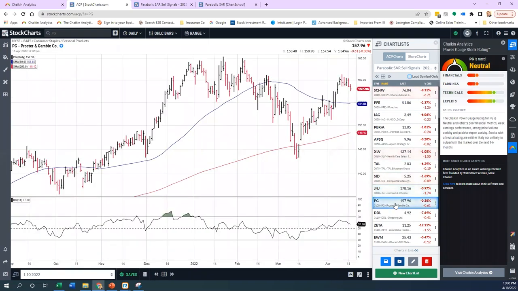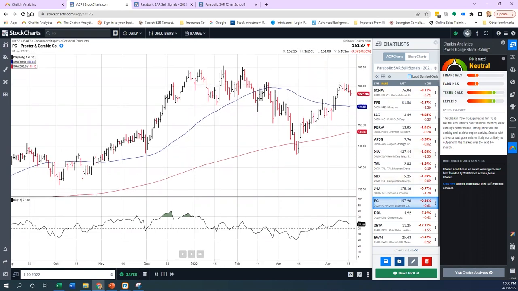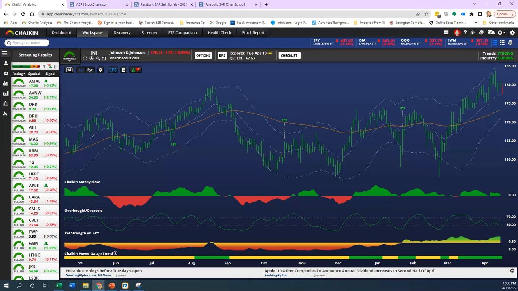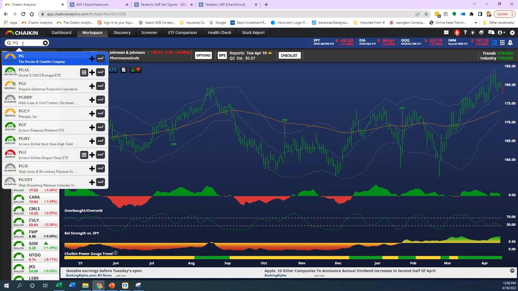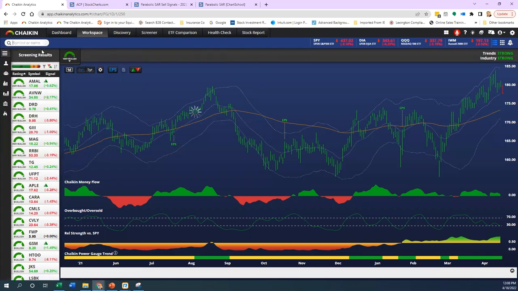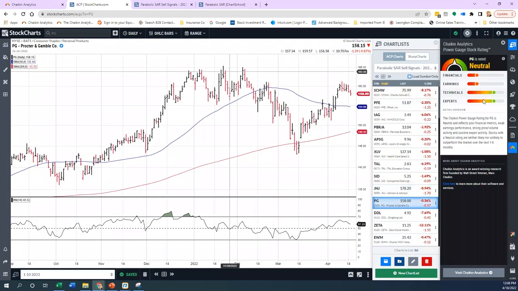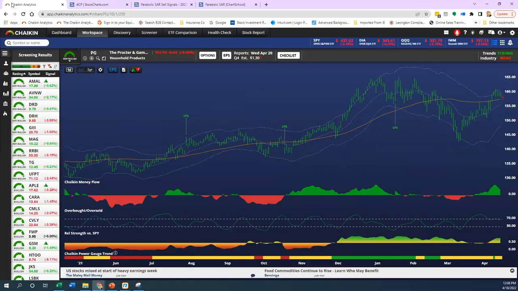Let's go to Procter & Gamble. More of a staple, consumer products, they live inside of this area of needs versus wants. PG is really a neutral rating. You can see that here. Weak financials, weak earnings, but technicals and experts were liking it. Obviously, it's the big name in consumer staples.